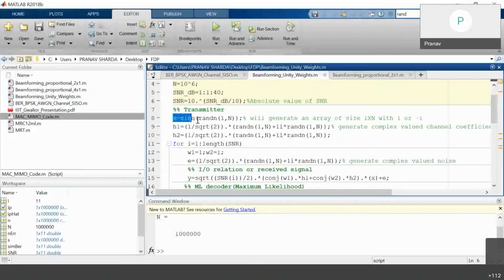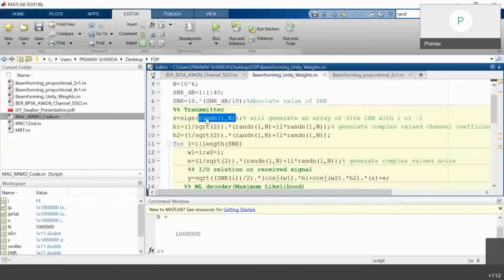Here I have defined a variable X. I am interested in generating the value of X, the symbol that I want to transmit. I have used the command sign, and in the parentheses I have RANDN of this. You are familiar with the inner part of this sign command. But what is the role of this sign command?